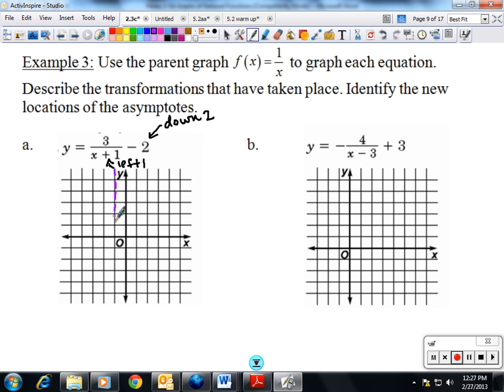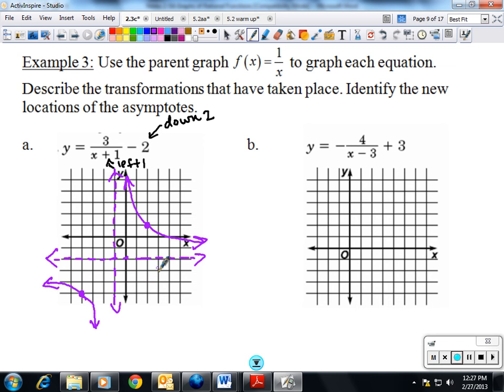Alright, so I go left 1, so I'm just going to redraw it. Left 1. And down 2, so it's going to move down 2 here. Okay, and the 3 is going to stretch it vertically, so it's just going to be somewhere in here. As a guide, I just count away 1, 2, 3, because that stretches it that way.